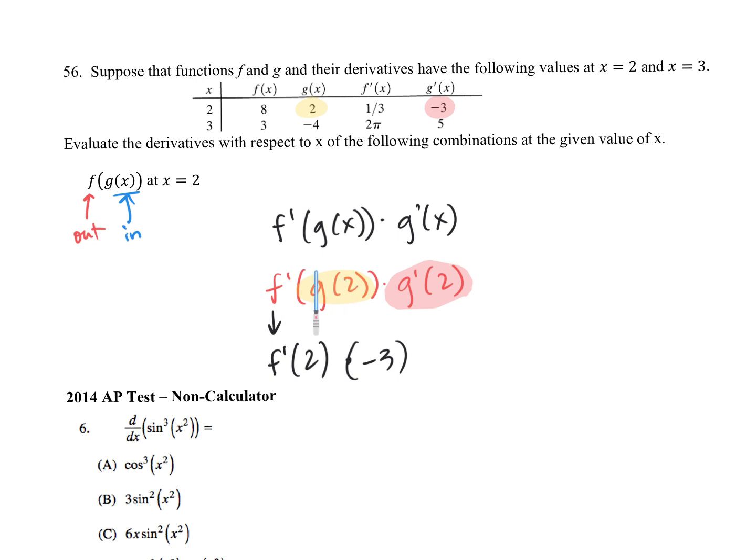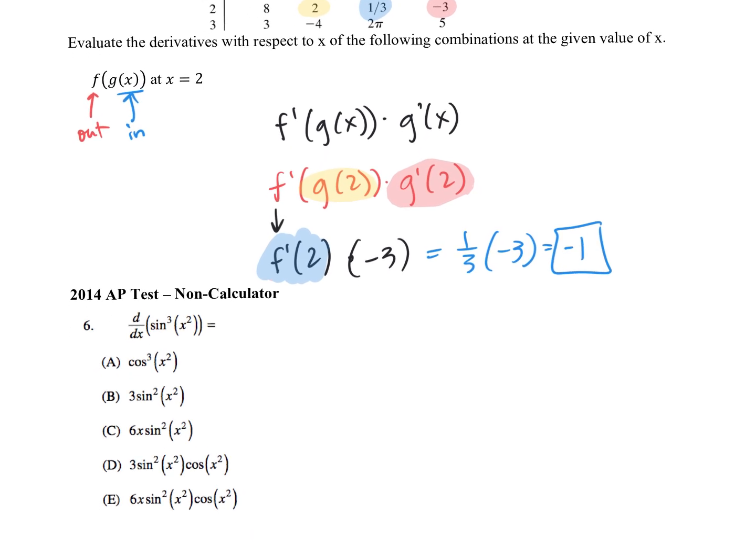This is not f prime of a number. First we're using this value here, and we're looking now for f prime of 2. f prime of 2 is going to be a third. So I'm going to get 1/3 times -3. Final answer, -1. Good job.